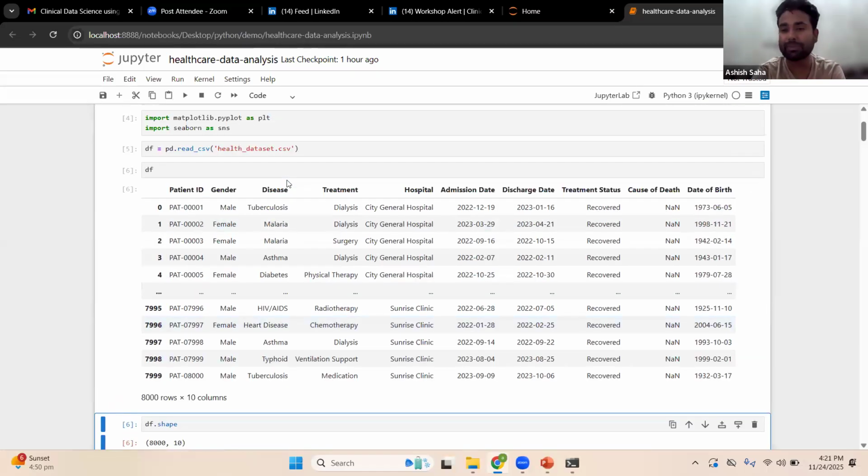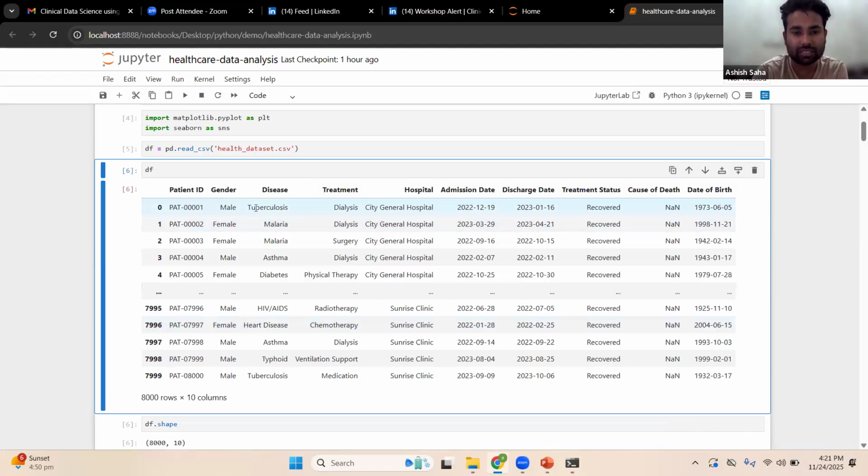So here we have been given the patient information. We have the patient ID. The gender is male, the disease was tuberculosis, and the treatment was dialysis. The hospital in this case is City General Hospital. We also have the admission date, discharge date, treatment status, cause of death, and date of birth. So we have been given this information.